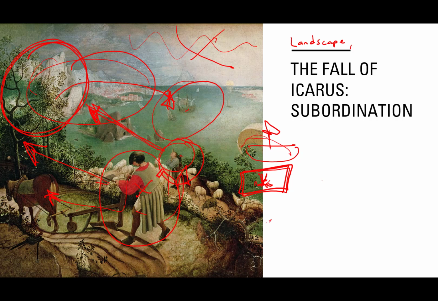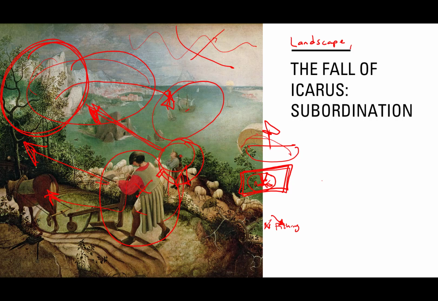And there's also a guy over here fishing, right? But he's looking down. So everything points away from Icarus. And Icarus is so tiny that you don't even notice him, so much so that I cut him off with the formatting.